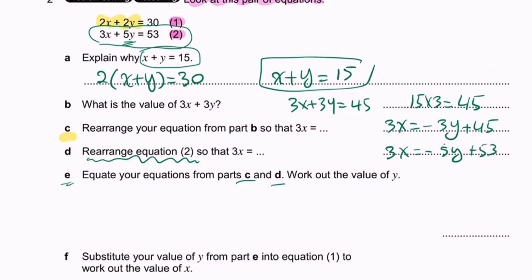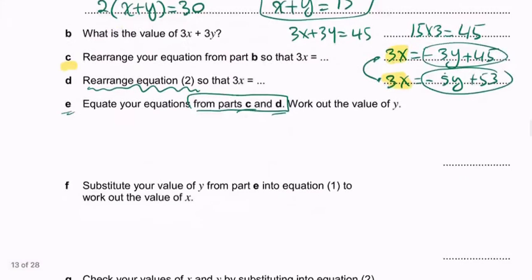So now what he's telling us is to equate your equations from part C and part D. How can I equate them? You have here one thing, 3x equals. Okay? So 3x is still the same 3x. Both of them are equal. So this one has to be equal to that one.